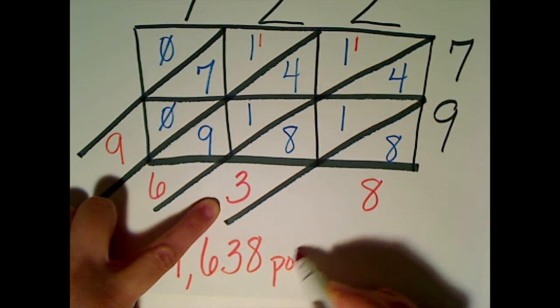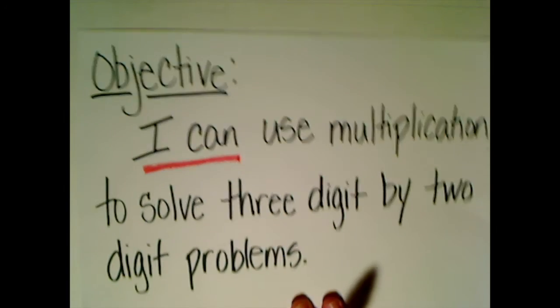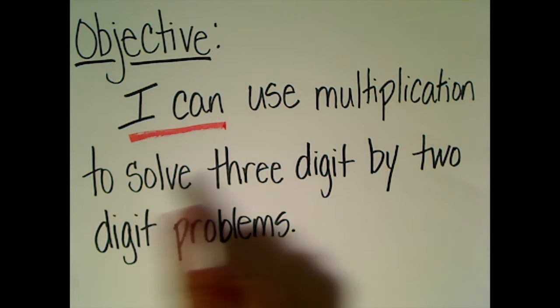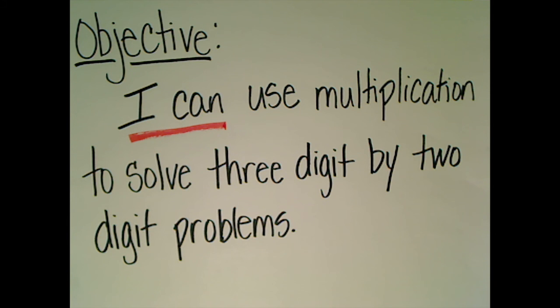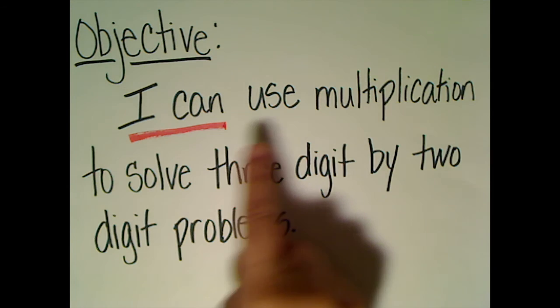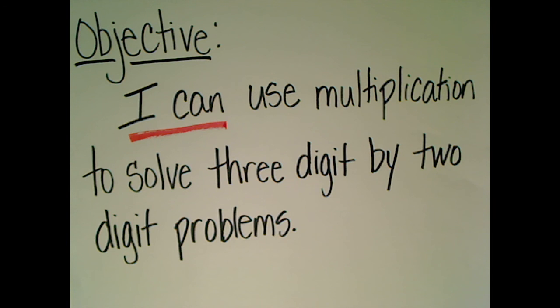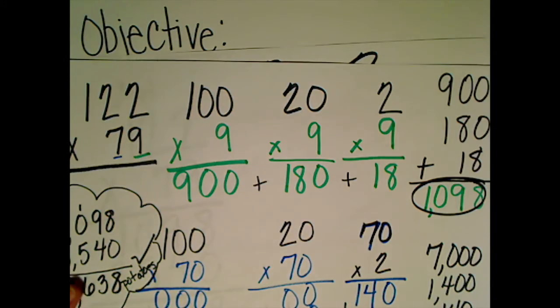9,638. Remember, this is a word problem. For our 3-digit by 2-digit problem, you can say, I can use multiplication to solve 3-digit by 2-digit problems. Let's go through academic vocabulary. I can use multiplication to solve. What does the solution give you? It gives you a product of 3-digit by 2-digit problems. What were these digits? They were factors. And you had to know your place value to be able to do these methods. Okay, guys?